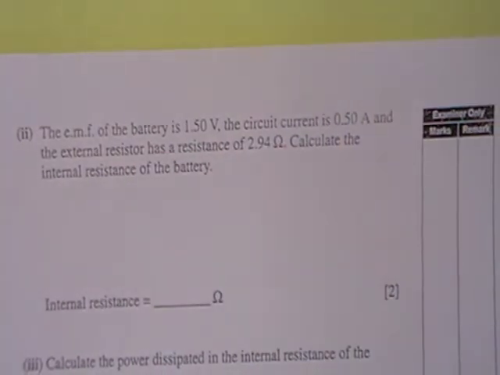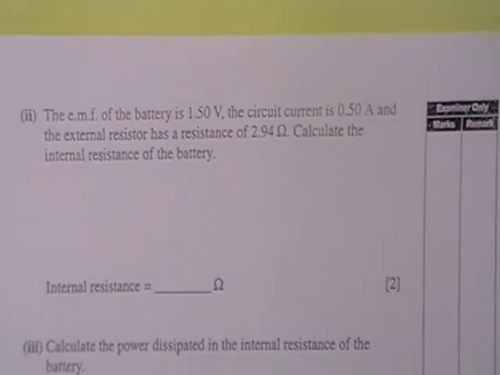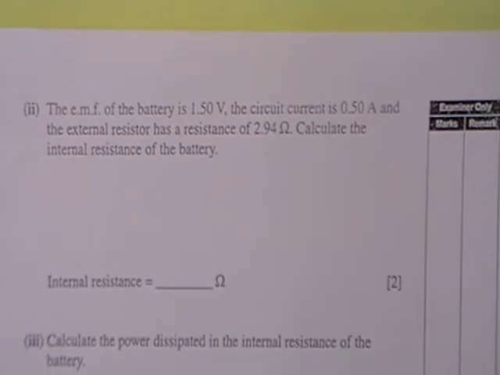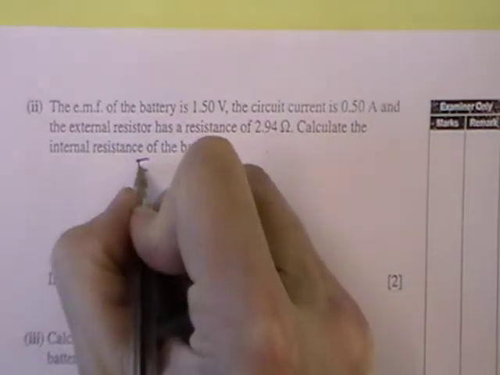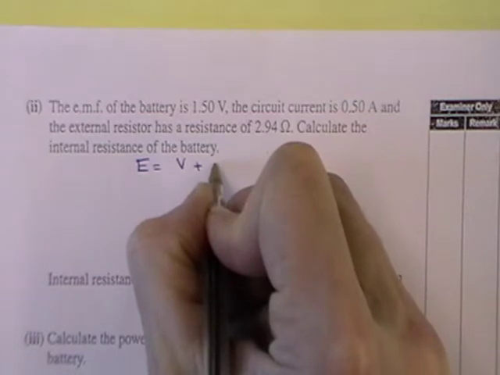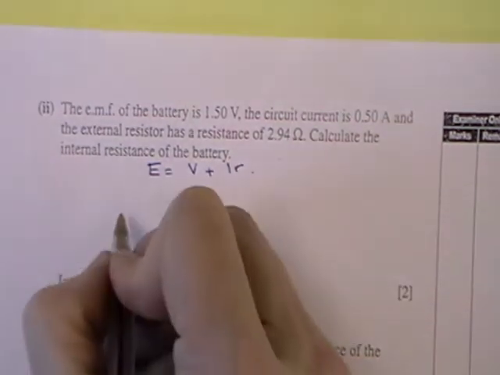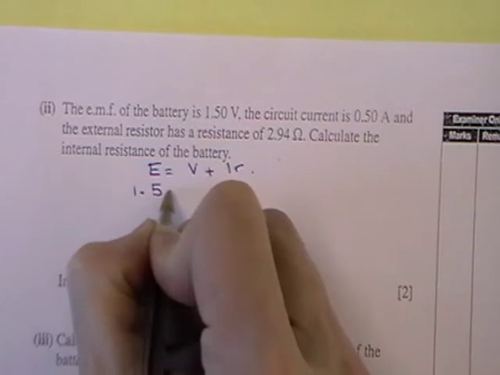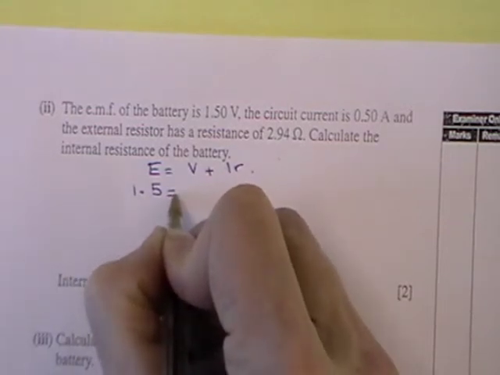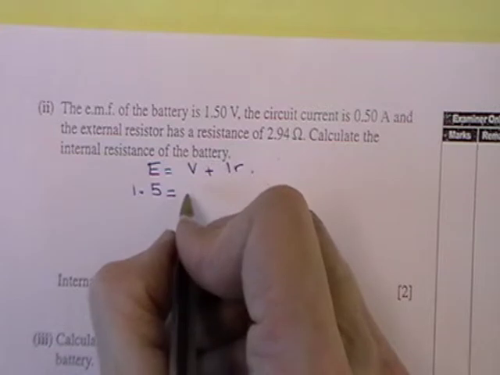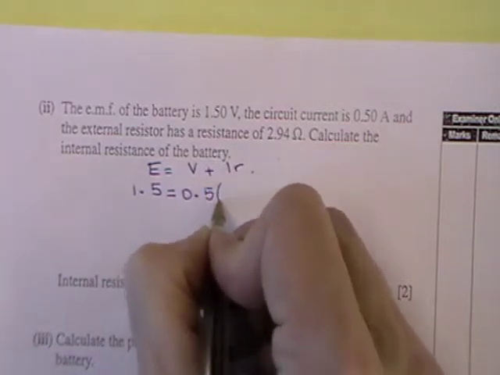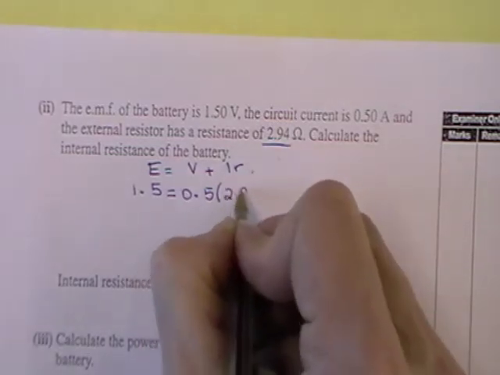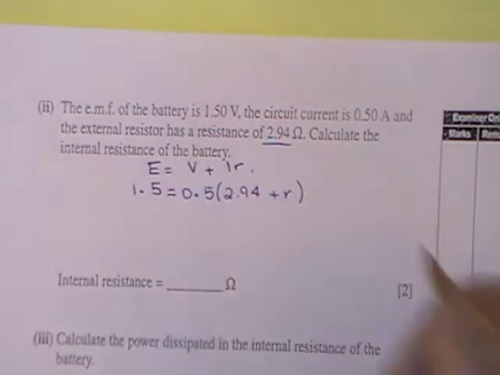The next part of the question: the EMF of the battery is 1.5 volts. The circuit current is 0.5 amps and the external resistor has a resistance of 2.94 ohms. Calculate the internal resistance of the battery. So we're going to use the equation we had a minute ago, E equals V plus I small r. We know the EMF is 1.5. We know that the current in the circuit is 0.5. We know our external resistance is 2.94, and we don't know our small internal resistance.